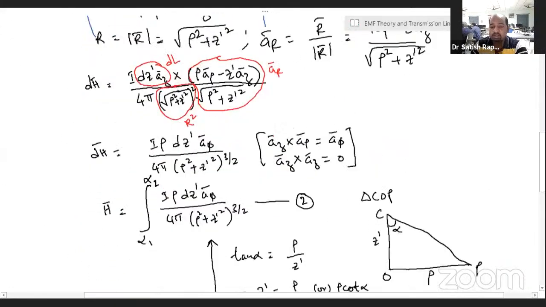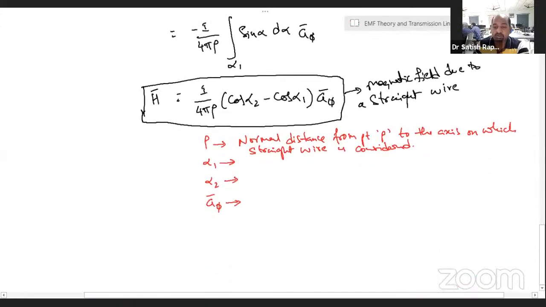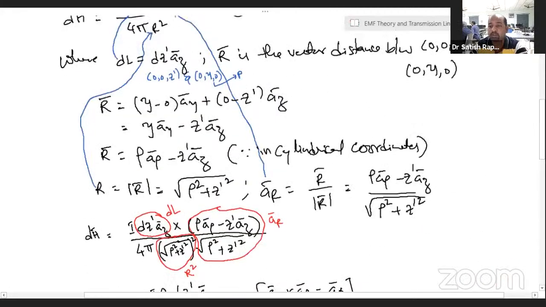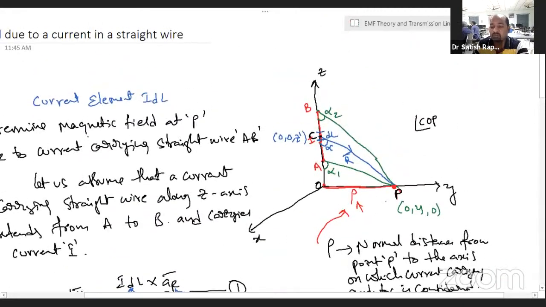And similarly, alpha 1. So what is alpha 1? Alpha 1 is the angle between the z axis, in this case z axis, because the current carrying conductor is considered on the z axis.